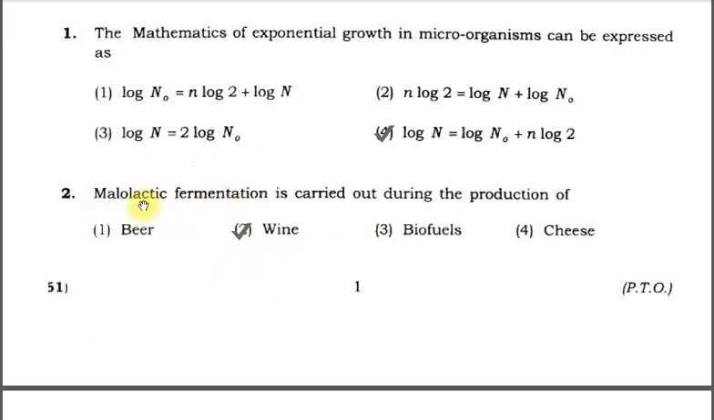Malolactic fermentation means in this fermentation there is production of malic acid as well as lactic acid. In this fermentation the major product is the alcohol, but these acids are also produced. The malic acid gives a tart taste while the lactic acid gives a soft taste. So in wine there has to be a proper concentration of malic acid and lactic acid. Both these acids are produced for the wine.